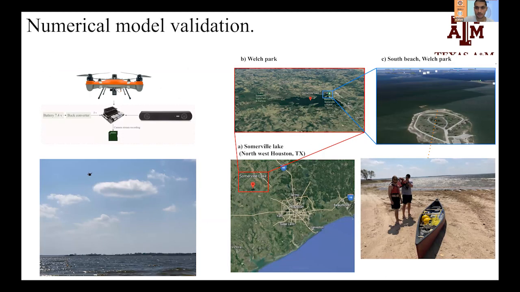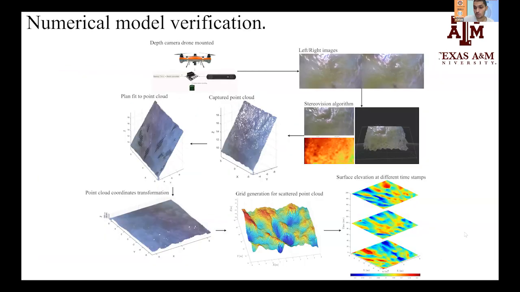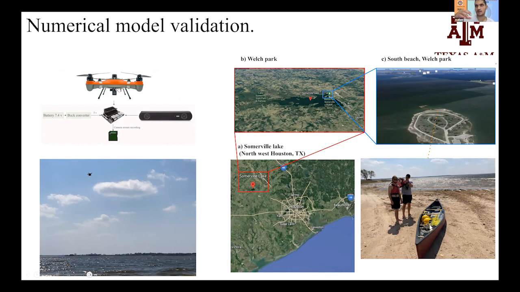We started some steps towards this. We attached a stereo vision camera to a drone, and we already flew the drone to Somerville Lake in Texas. Somerville Lake is northwest of Houston City in Texas, and there we collected data for the free surface elevation. We also used these yellow things, which are wave buoys, to do validation between the stereo vision camera and these commercial wave buoys.